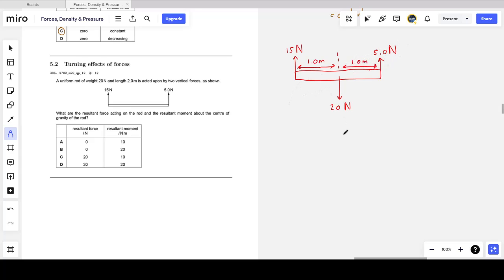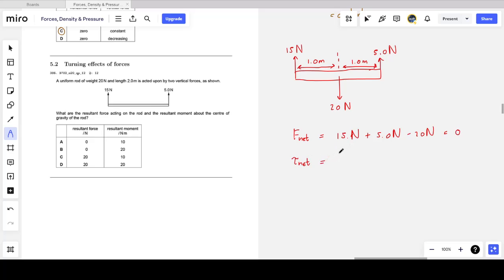And so let's find the resultant force, shall we? The net force is equal to the upward forces, 15 newtons plus 5 newtons minus 20 newtons in the opposite direction. The net force on this rod is 0. There is no net force up or down because the upward forces balance the downward force. What about the net torque? I'm going to use the Greek letter tau for torque.